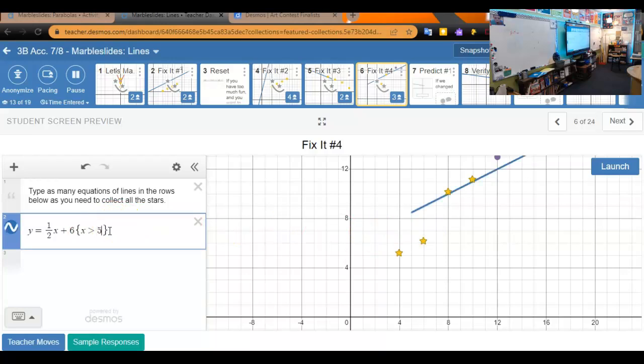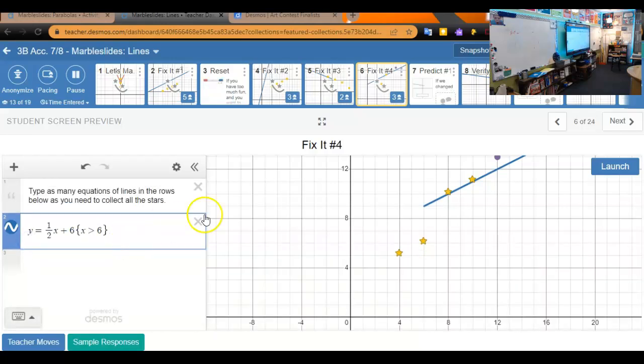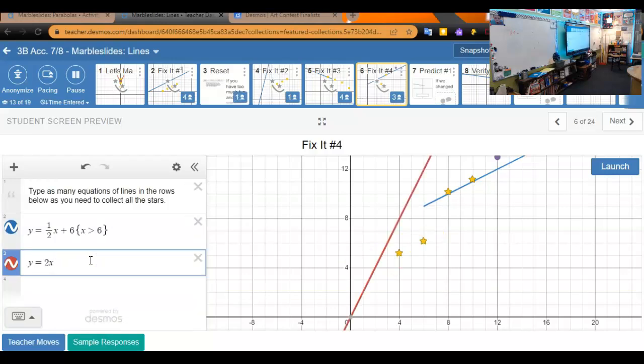So if I change it to like 5 or 6, oops, not that, I deleted too much. Those brackets are on your keyboard. And if you can't find them, you can also click up the Desmos keyboard. But now my ball might be able to drop off how I want it to, or maybe I should make a second line. You don't have to only use the lines they give you. You can add additional lines if you would like.